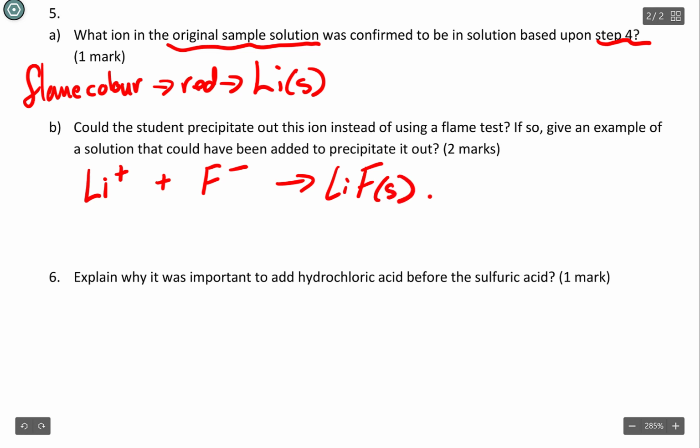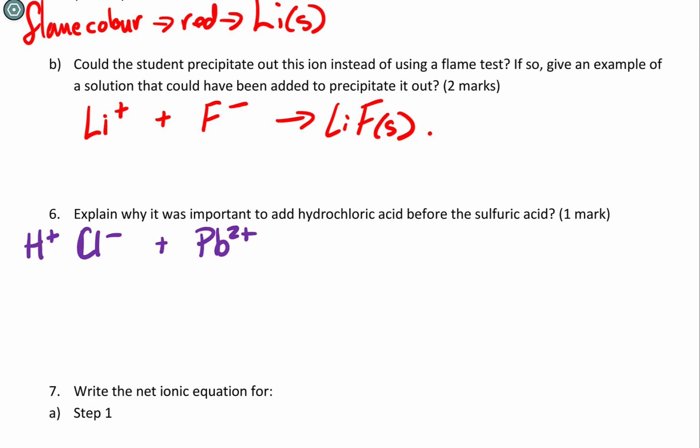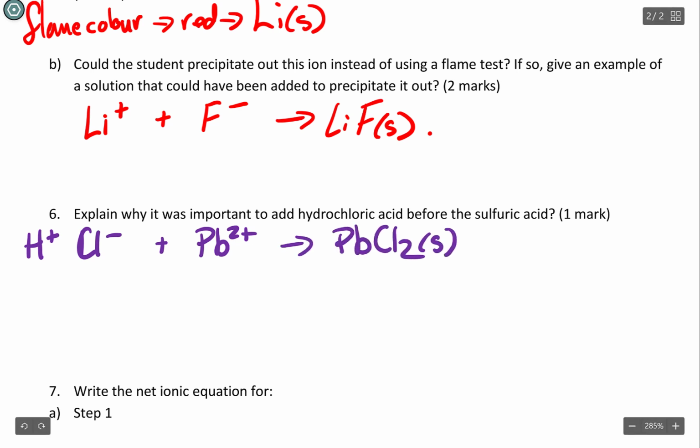Okay. Number 6. Explain why it is important to add hydrochloric acid before adding the sulfuric acid. So let's review what we did. We added the HCl in order to remove out the lead 2 plus. Okay, that's what this step was for. This was to make lead 2 chloride solid.